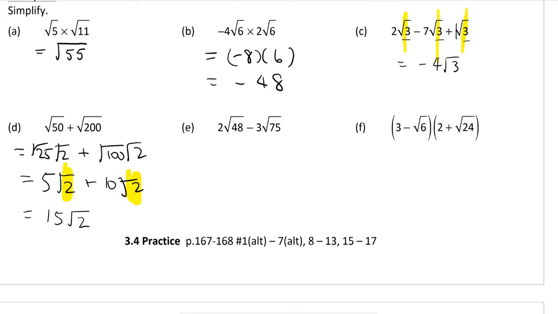Okay, so next example, E. I'm going to break down this square root of 48 into the multiplication of two things. So what number multiplies to 48 where one of them is a perfect square? Well, that will be 16. I think 16 works. 16 and 3.